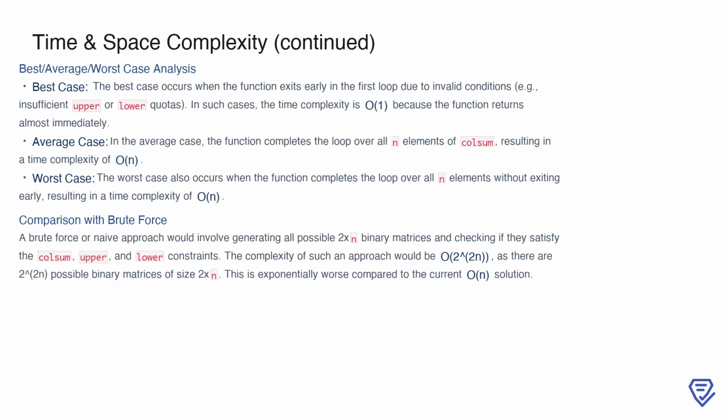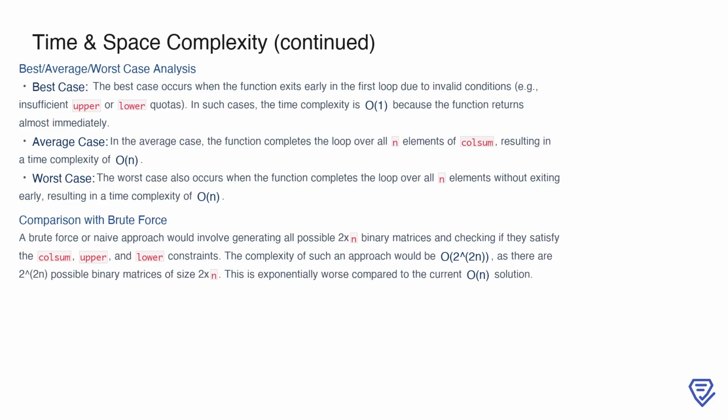To understand the time complexity more deeply, we can analyze the best, average, and worst cases. In the best case, the function exits early during the first loop due to invalid conditions, such as when the upper or lower quotas are not satisfiable. Here, the time complexity is O(1), because the function returns almost immediately. In the average case, the function processes all n elements in the colsum array, performing operations for each element, resulting in O(n) time. Similarly, the worst case occurs when the function iterates through all n elements without exiting early, leading to the same O(n) complexity.